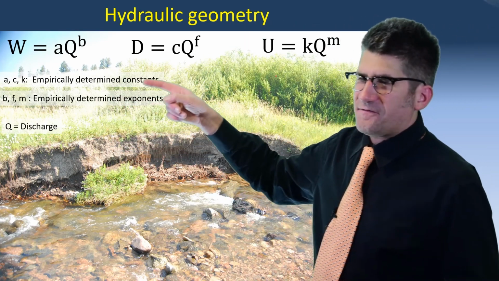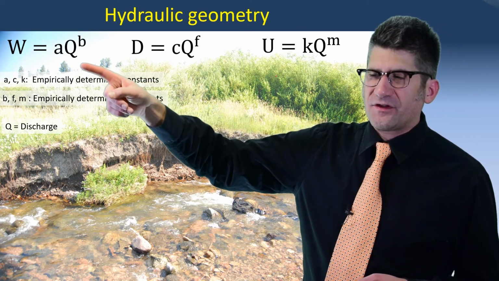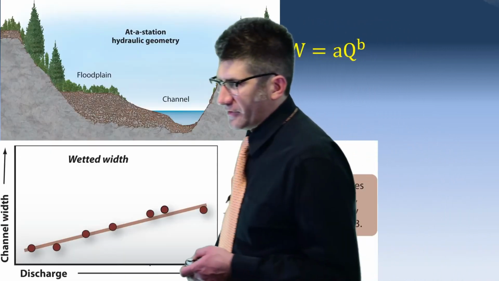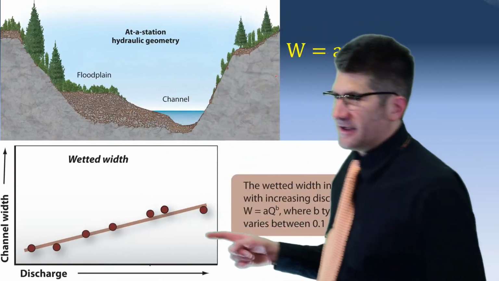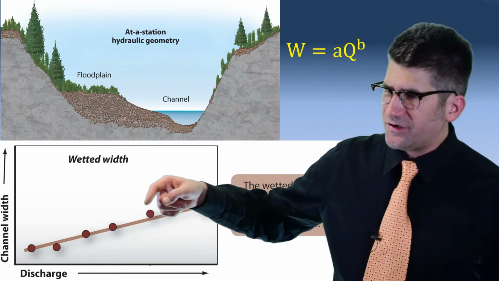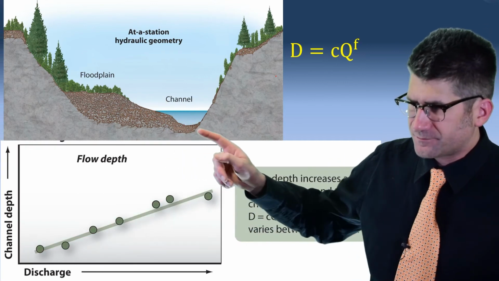So again, in the field, depending on what river you are, we can solve for these b's and Q's, and what we're going to be measuring is our discharges and our widths. So what this tells us is that according to hydraulic geometry, as discharge increases, so does the channel width, so the width of this channel.